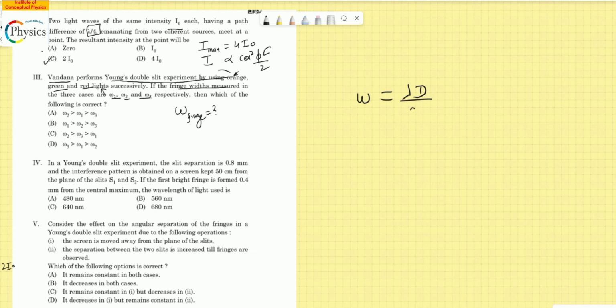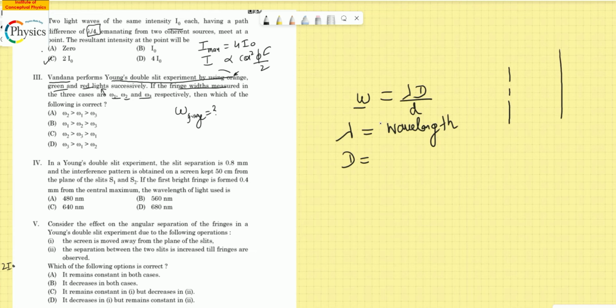W equals lambda D by d, right? If you read this question, you will find there is a formula for the dependence of the position of the fringe, and there is another formula, different from what is given in the question, for the fringe width. So lambda is the wavelength of the monochromatic source, the wavelength of the light which you're using. D is the distance between the screen and the slits, the perpendicular distance.